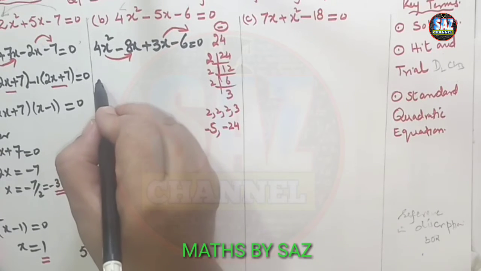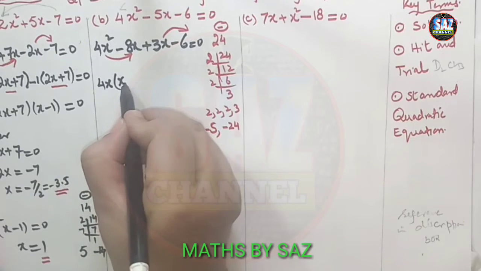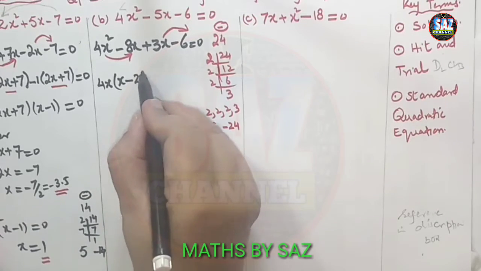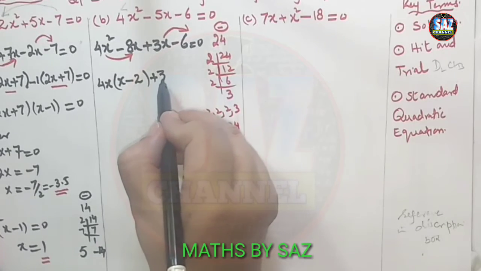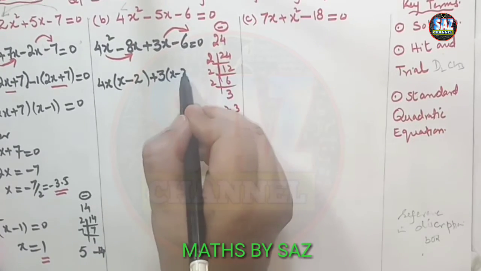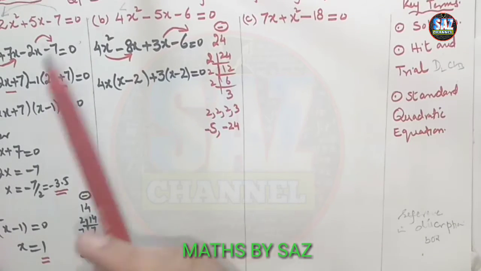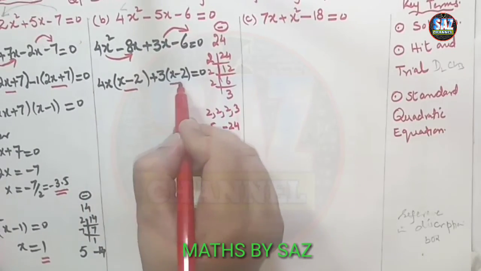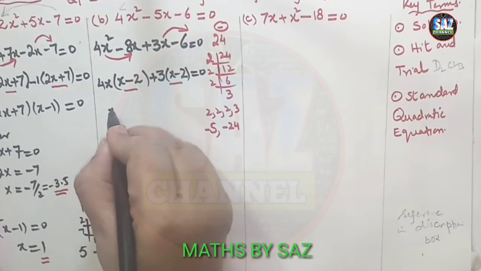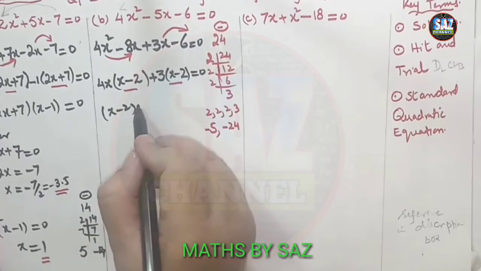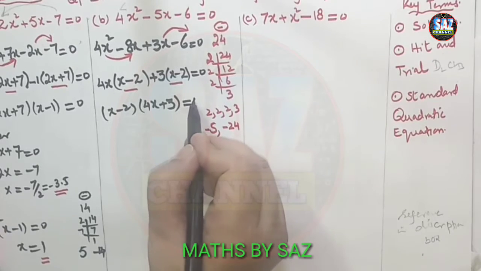From the first group I can take 4x as a common factor and I will be left with x minus 2. Coming to the second part, from 3 and 6, 3 is common. I will take it out, leaving x minus 2 equals to 0. Again see that this whole group is common. I have to extract it out.